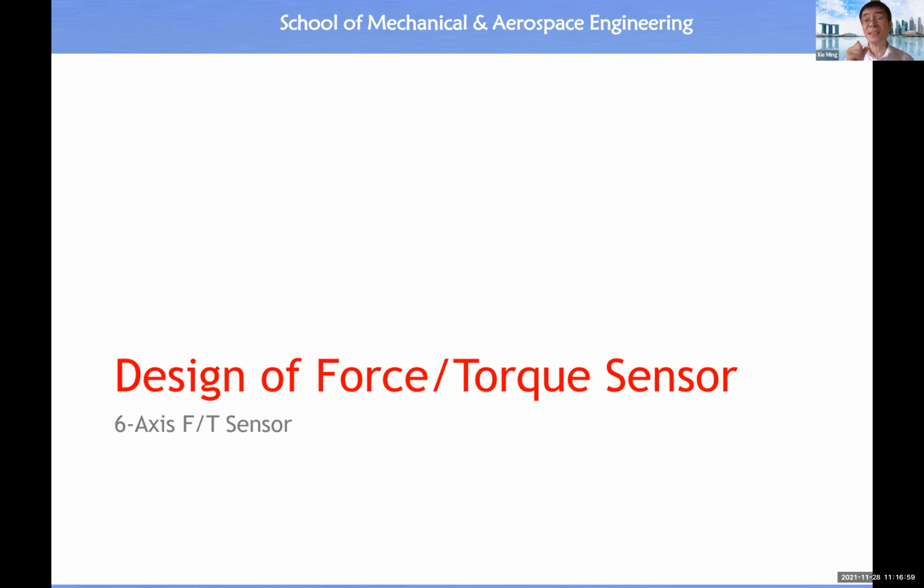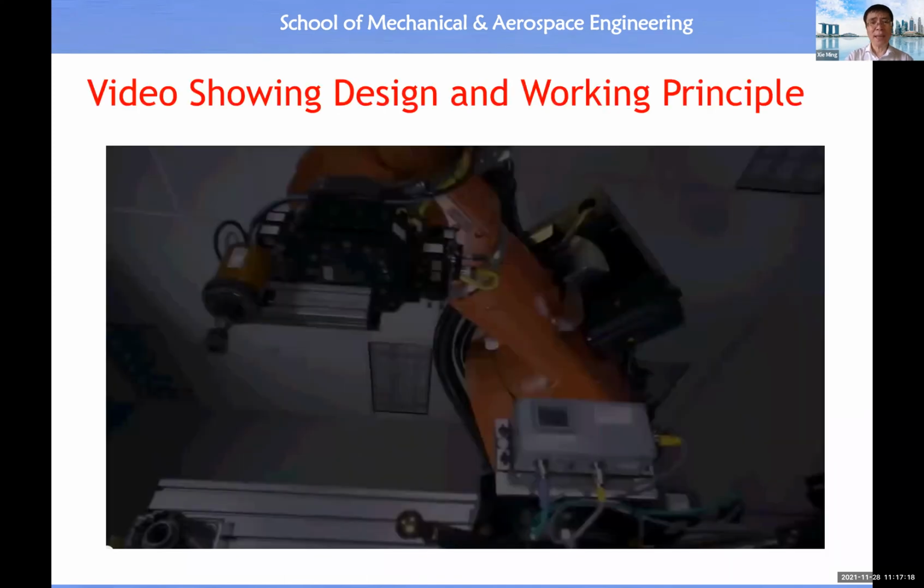When a robot interacts with the environment, the robot basically performs a constrained motion. Therefore, we must have sensory feedback from a force torque sensor in order to measure the actual value of interaction between your robot and the environment. So therefore, force torque sensors are very important in robotics. All right. And this video shows you the working principle and the key elements inside the design of a force torque sensor.